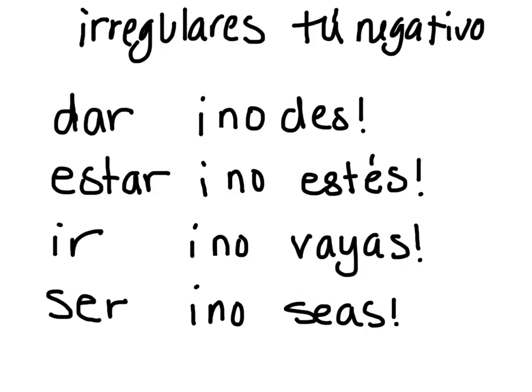Dar, no des, don't give me. No me des, if you had a pronoun, it would go in here. Estar, no estés. I think the only crazy thing about that is you need an accent. If you didn't have the accent, the stress would be here, estes, but you want estés. So we're going to put the accent on that syllable. Ir, no vayas. Don't go. Don't leave would be no te vayas. If it were irse, if it were reflexive, again, our pronouns come right in here. And then ser, no seas. Don't be bad. No seas malo, for example. Memorize these guys.